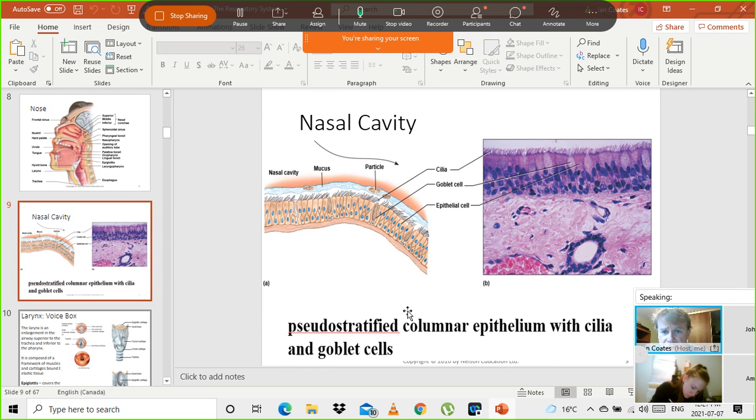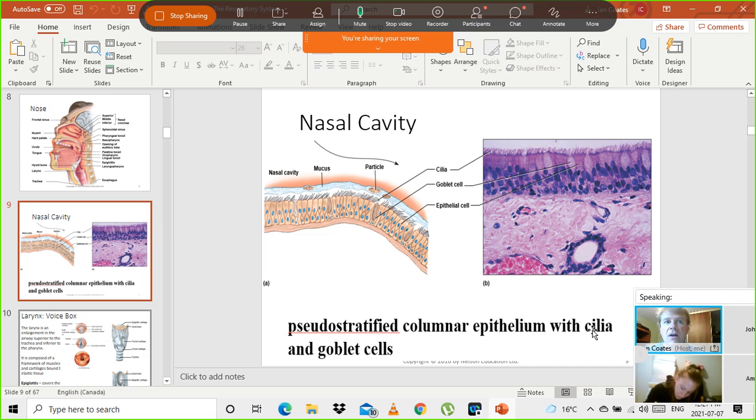You'll have a look here. Pseudostratified columnar epithelium. This is generally what we're talking about here for the respiratory tract. And you see this word right here? Know this one, cilia. These are little hairs on the inside of your lungs.